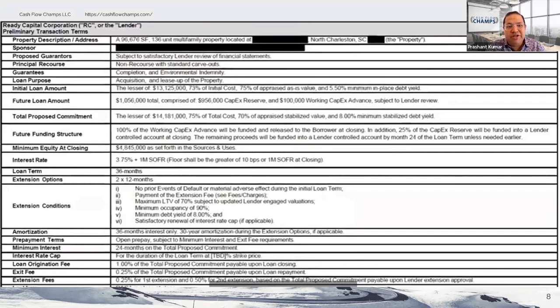Fees are typically 1%. Maximum LTV of 70%, subject to updated lender-engaged valuation. The lender does the valuation of the property after the initial loan term. Minimum occupancy, 90%. Minimum debt yield of 8%. So they have so many requirements to extend the current loan for another year or two, right? So the first 36 months are interest only. After that, any extension would be amortized over a 30-year period, right?